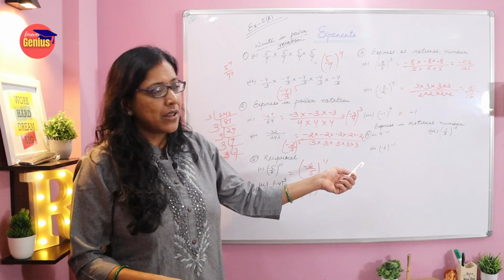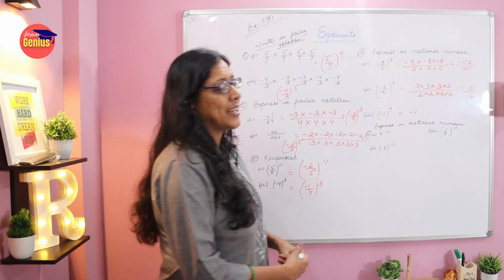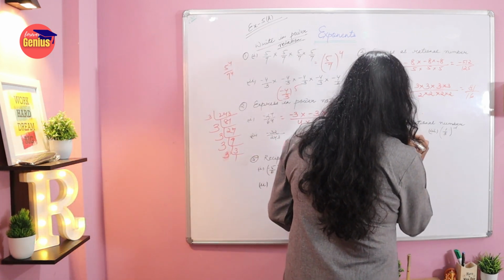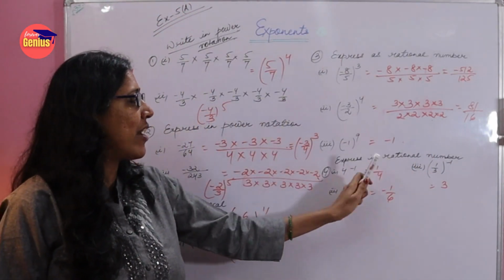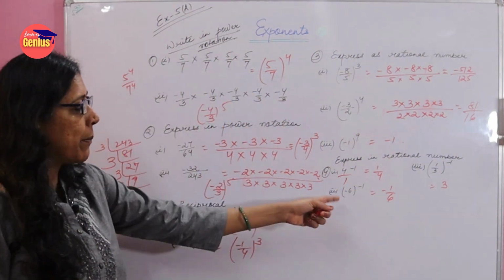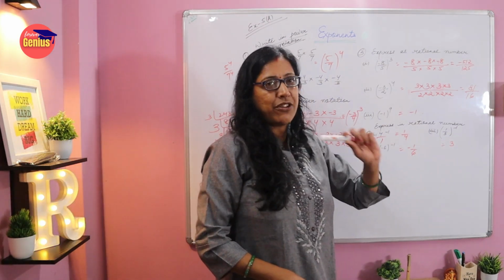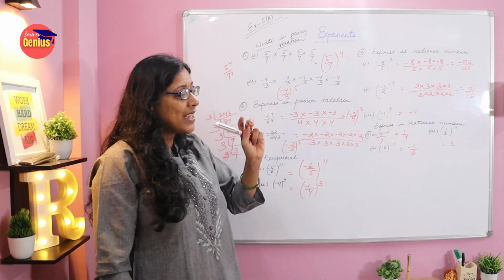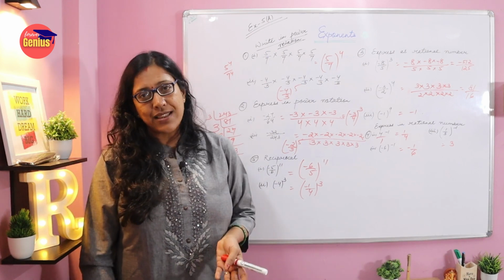Express as a rational number. What are we supposed to do if the power is negative? We will just reverse it. Nothing in the denominator means it is 1. So say 4, it is reversed to 1 by 4. Minus 6 means just reverse, minus 1 by 6. 1 by 3 will become 3. Now these were the basics, the MCQ types of questions which we face in the examination.